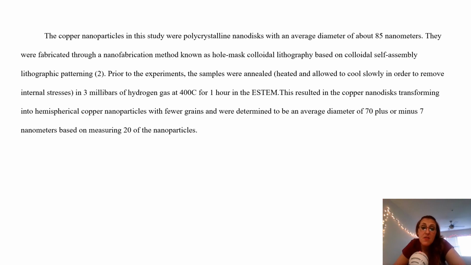Prior to the experiments, the samples were annealed in 3 millibars of hydrogen gas at 400 degrees Celsius for 1 hour in the ESTEM. This resulted in the copper nanodiscs transforming into hemispherical copper nanoparticles with fewer grains, and were determined to be an average diameter of 70 plus or minus 7 nanometers based on measuring 20 of the nanoparticles.